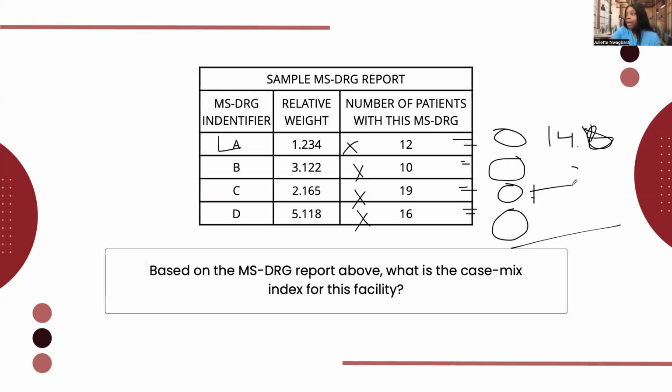So every number that you got from these calculations, relative weight times number of patients, you are now going to add those totals together. Whatever number you get, you are then going to multiply your total by the number of patients. So the number of patients that I have here, 12 plus 10 plus 19 plus 16, I have 57 patients. So whatever your total is here for all of these different identifiers, you're now going to take that total and divide it by 57. When you do that, whatever number you get is your case mix index.